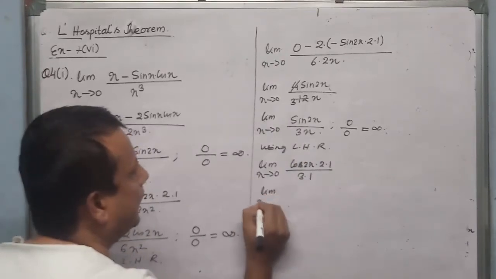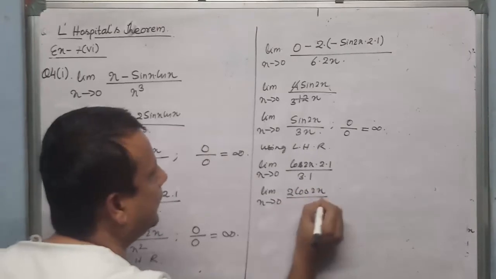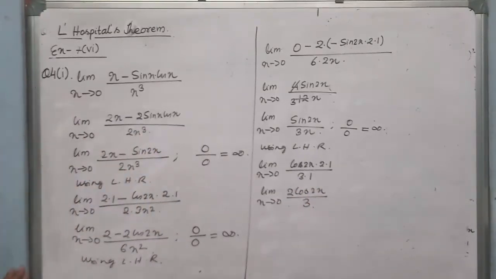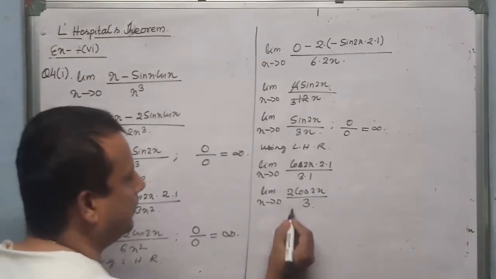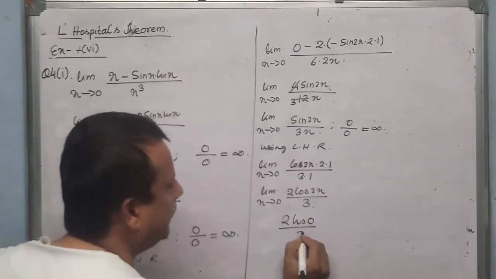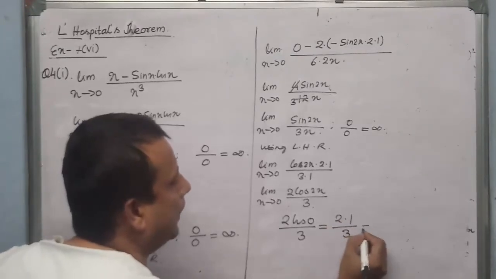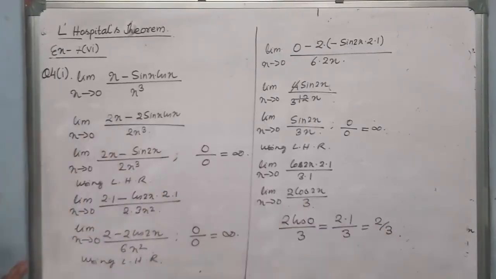Then limit x tends to 0, 2 cos 2x by 3. Now the variable in the denominator has disappeared, so there is maximum chance to get the answer. Now I'll substitute: 2 cos 2 into 0 is 0, by 3. Cos 0 is 1. Answer is 2 by 3.